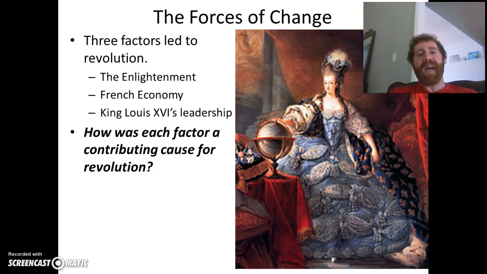We need to have that sense of liberty and equality and democracy, or we can't go on. And so you will definitely see some of these values of the Enlightenment sprout up and show themselves in the stages of the French Revolution.